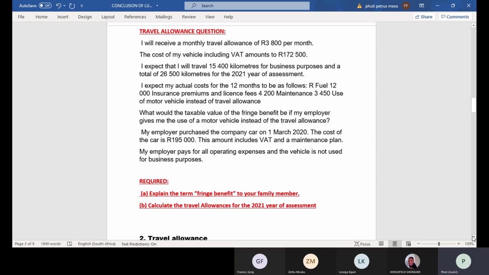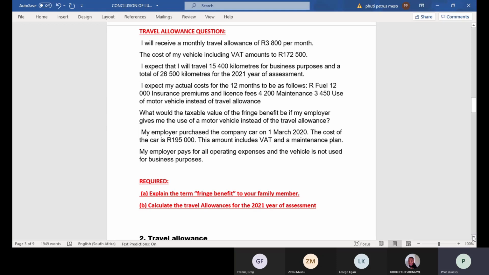What would the taxable value of the fringe benefit be if my employer gives me the use of a motor vehicle instead of the travel allowance? My employer purchased the company car on the 1st of March, and the cost of the car is 195,000 rand, and the amount includes VAT and maintenance plan. My employer pays all the operating expenses, and the vehicle is not used for business purposes.